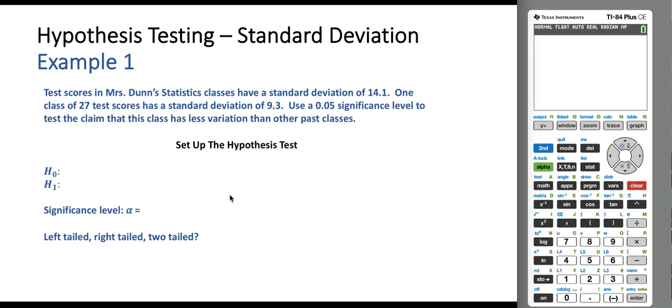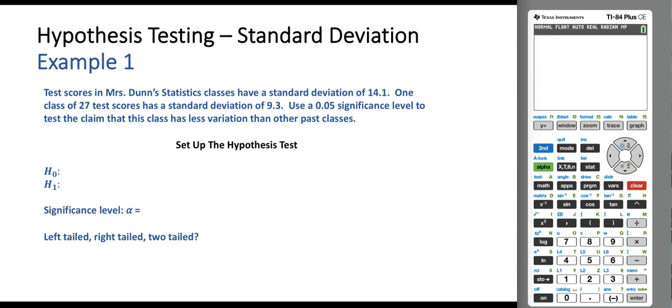So let's look at this first example. Test scores in Mrs. Dunn's statistics class have a standard deviation of 14.1. One class of 27 test scores has a standard deviation of 9.3. Use a 0.05 significance level to test the claim that this class has less variation than other past classes.